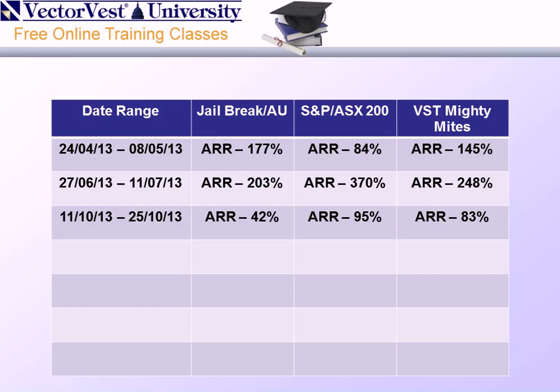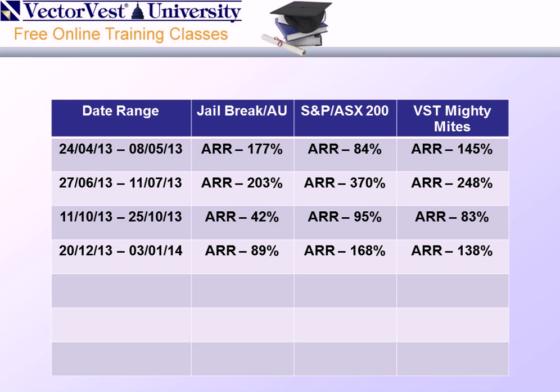Now that next blast-off phase was from the 11th of October to the 25th of October. You can see jailbreak, 42% annualized, S&P/ASX 200, 95% annualized, and VST Mighty Mites, 83%. And if you remember from that market timing graph, the MTI only got to about the 0.8 level or even 0.9, so it wasn't as sharp a correction as the earlier ones, and you can see the difference in the results. Obviously, the sharper the correction, the lower the MTI, the bigger the potential returns.